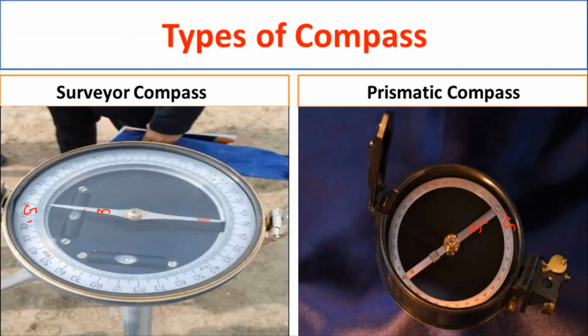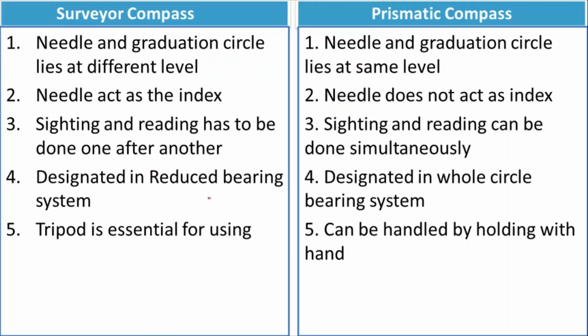Then the second difference is whatever the needle is there here, that will act as the index. In the surveyor compass, needle acts as the index, but in the prismatic compass, needle doesn't act as the index. Instead, it only shows the magnetic north direction. Here the needle shows the magnetic north direction. Along with that, it also acts as the index. Then next one is, in the surveyor compass, sighting and reading has to be done one after another, whereas in the prismatic compass, sighting and reading can be done simultaneously.